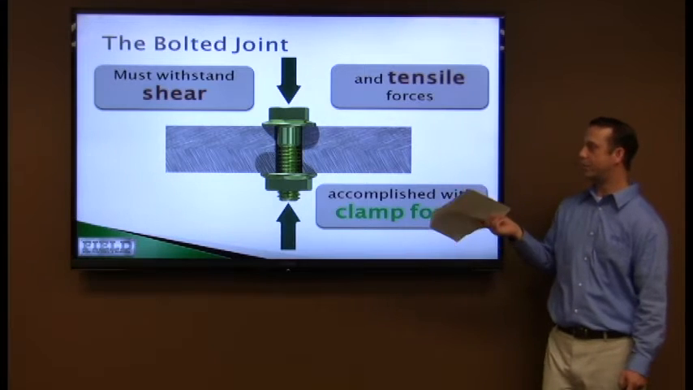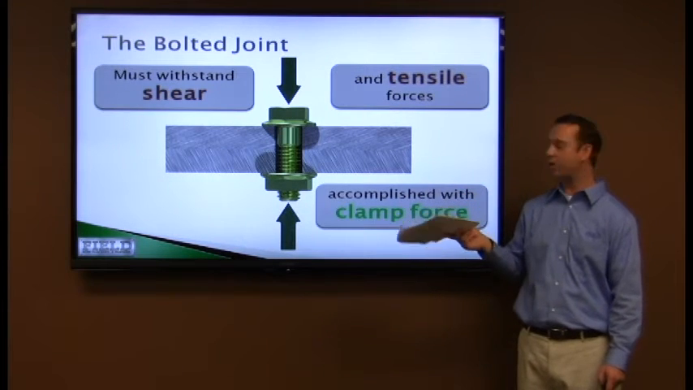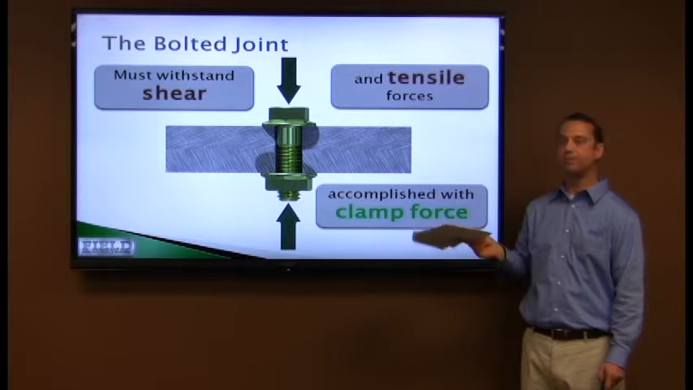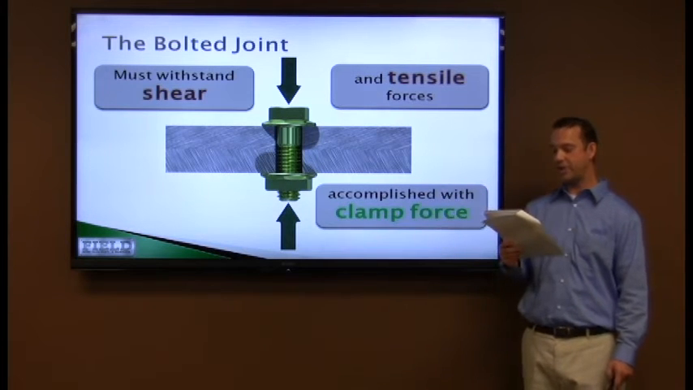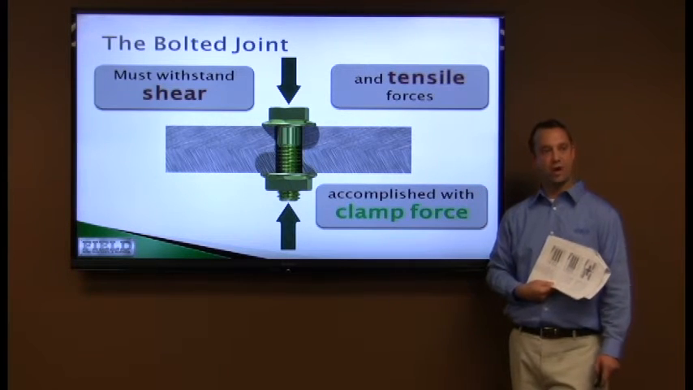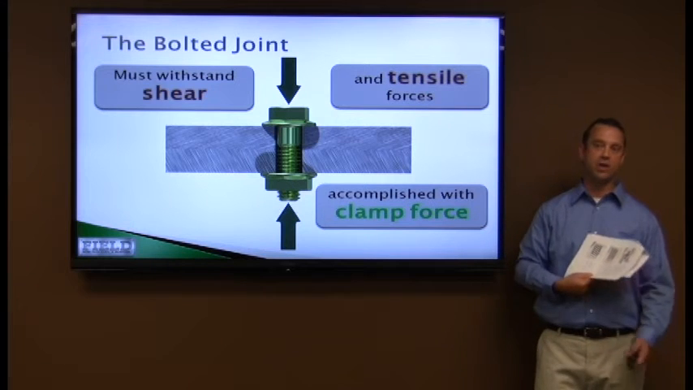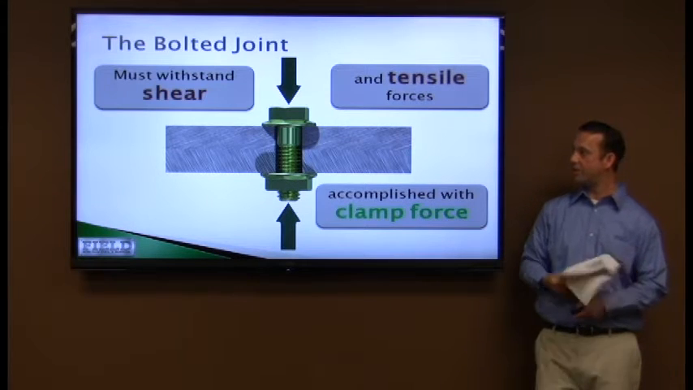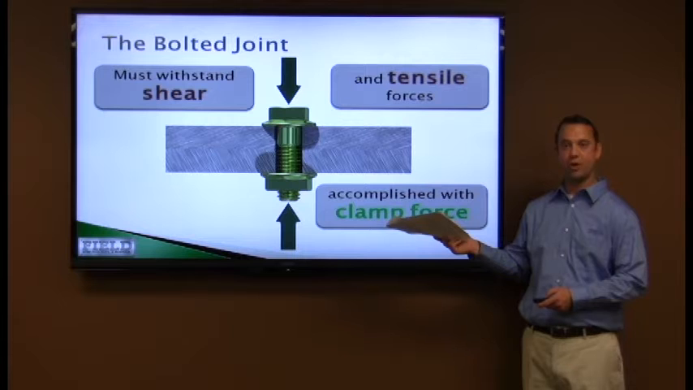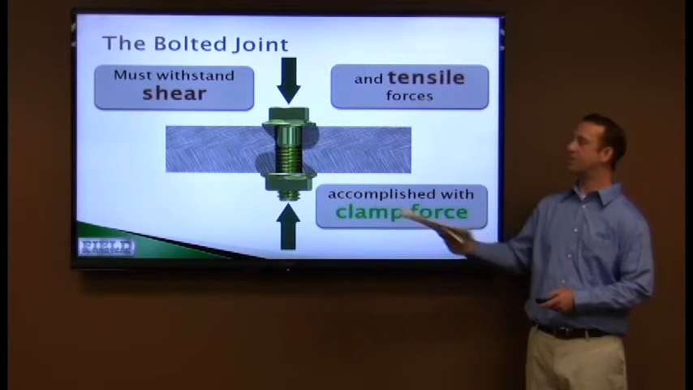And the way that they withstand these forces is through clamp load right here. So this is actually a dynamic joint. Whereas if you had a static joint, like a welded joint or an adhesive joint, you're relying on the bond to withstand the forces. In a dynamic bolted joint, you're allowing the clamp load to help resist these forces.